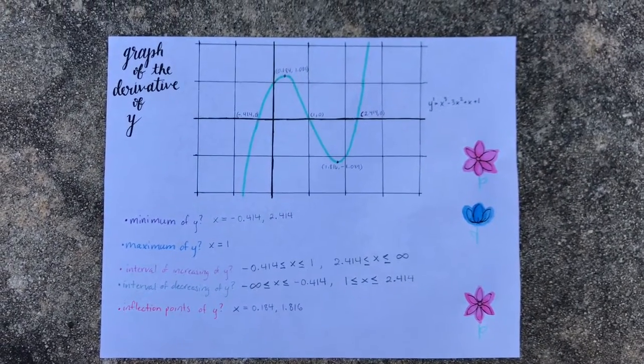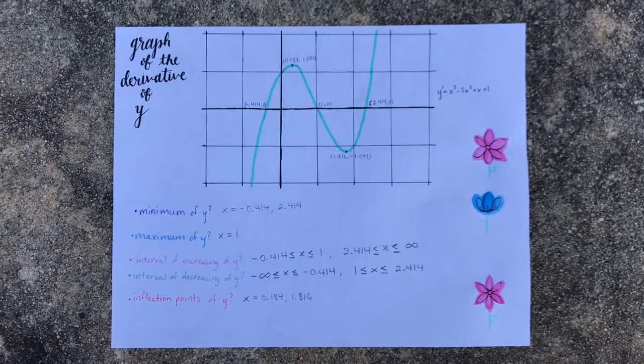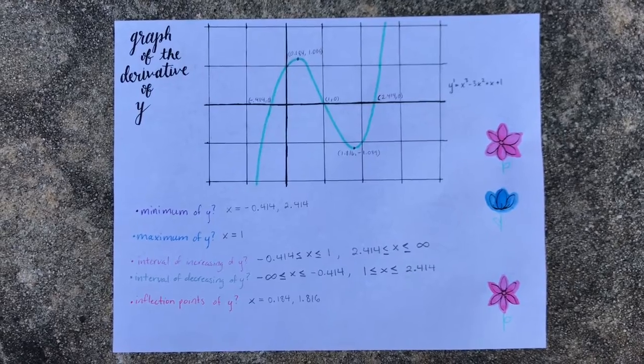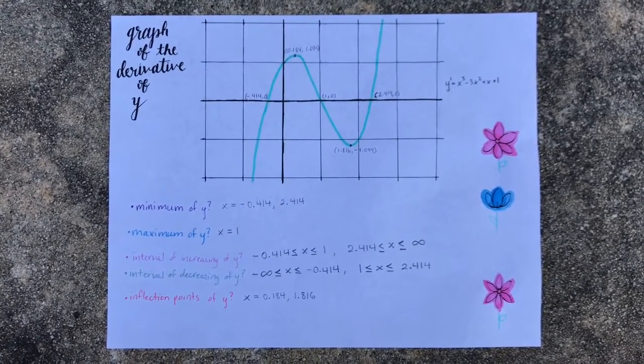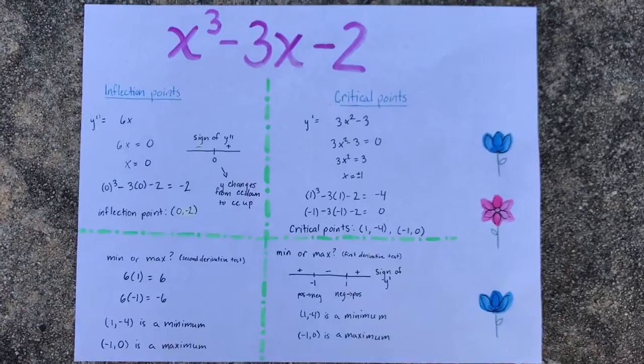The intervals can be found using the first derivative test as well. When y prime is negative, the function is decreasing as seen here. So this is the decreasing interval. It's just the opposite for increasing. So here is the interval for when the function is increasing. The inflection points can also be found. The minimum and the maximum of the derivative are also the zeros of the second derivative, so we know those points are inflection points.